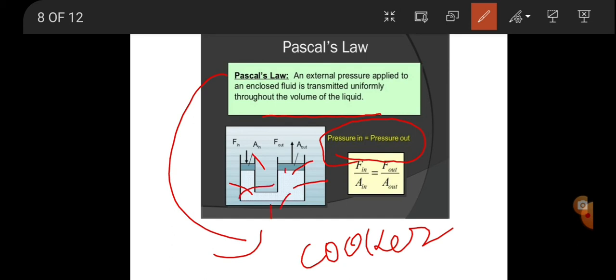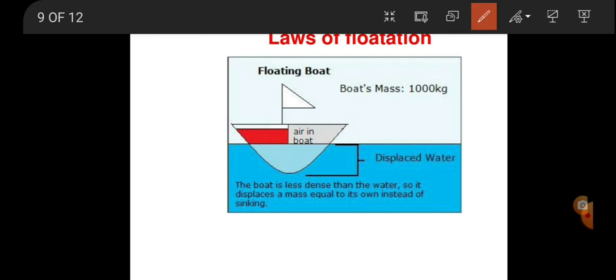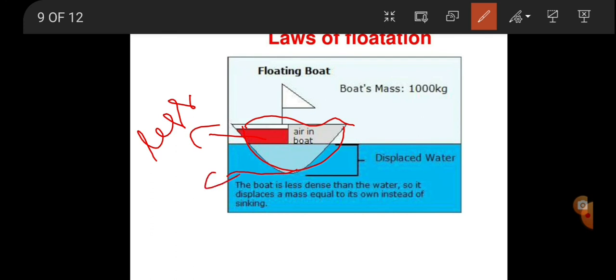Then only the law of flotation. What is the law of flotation? First of all, take the example of a ship. The boat is less dense than the water. Since the boat is less dense than the water, it displaces water of equal mass, so instead of sinking, it floats.